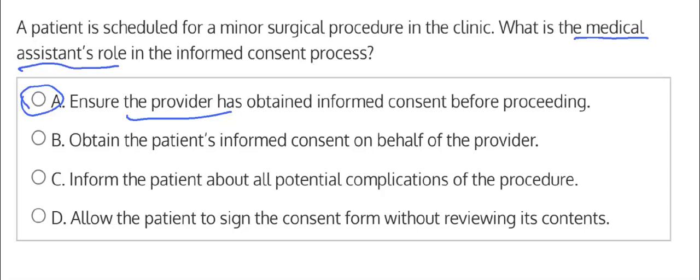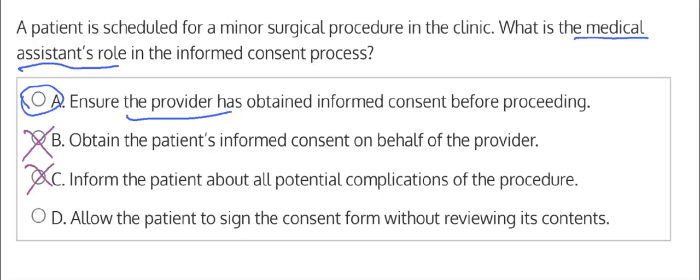Option B states to obtain the patient's informed consent on behalf of the provider, and no, this is incorrect because the provider is the one who is performing the informed consent. Option C states inform the patient about all potential complications of the procedure. Although this is very important, this must come from the provider and the one providing the surgery, not from the medical assistant.